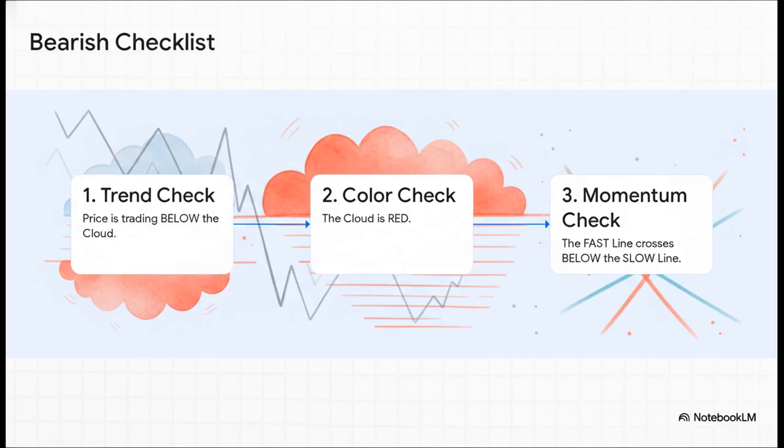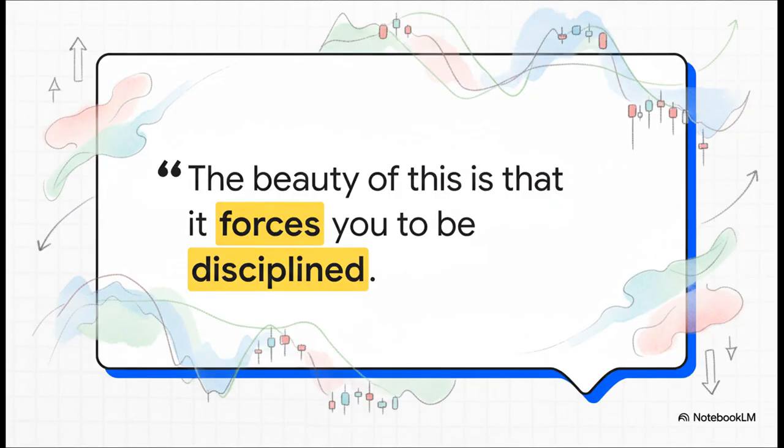And for a bearish setup, you just flip the script. It's the mirror opposite. The price is below a red cloud, telling us the major trend is down. Then you wait for that bearish crossover, with the fast line dropping below the slow line. See? It's all about making sure every component is telling you the exact same story. And you know, this is the real magic of the whole system. By making you wait for all these conditions to line up, the Ichimoku Cloud kind of forces you to be patient and disciplined. It helps filter out a lot of the bad signals and really encourages you to only trade when the trend is on your side.